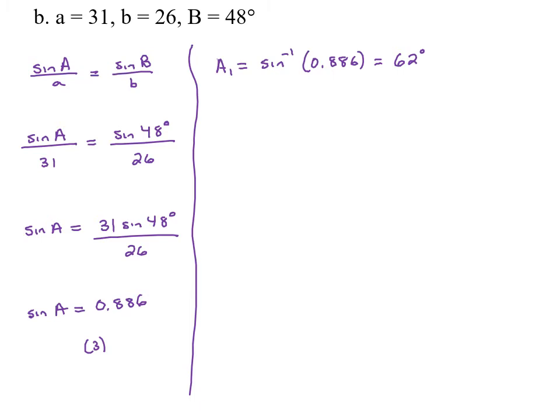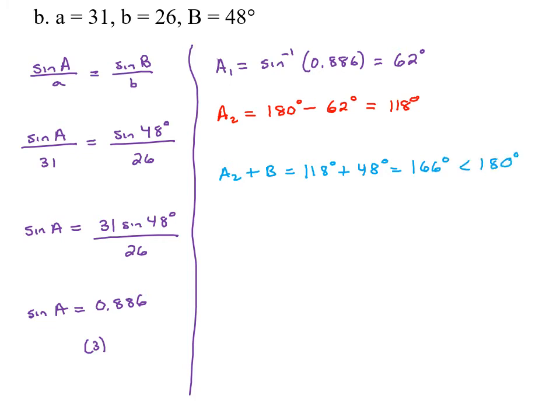So if there were 2 angle A's, I'd have to do 180 minus that angle A1 that I just came up with. And if I did 180 minus 62, I get 118 degrees. Then I have to see if it works. So then I'll take the A2 and add it to the B that I started with. The 118 plus the 48 from the original problem. So if I add 48 to 118, I get 166. That is less than 180. So if this 166 is less than 180, that means both of these values are valid. This has 2 triangles.